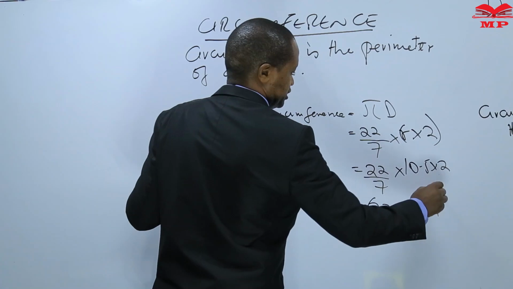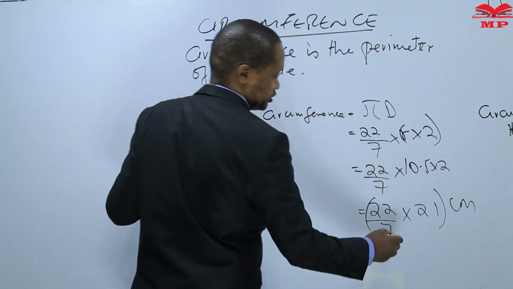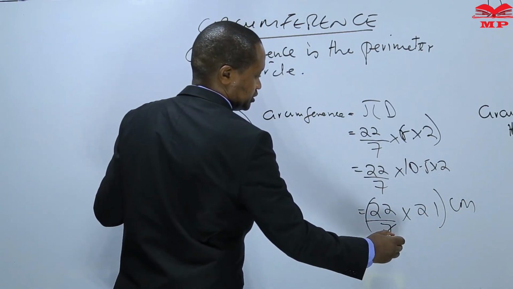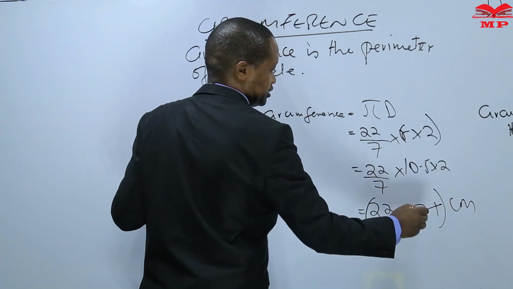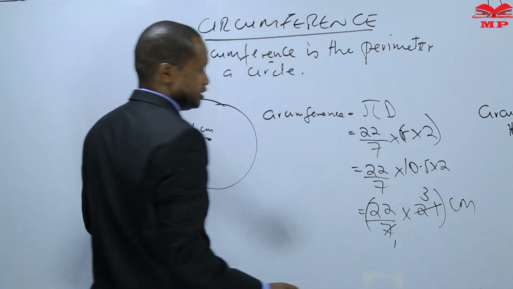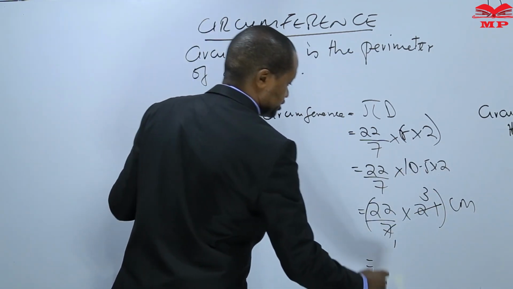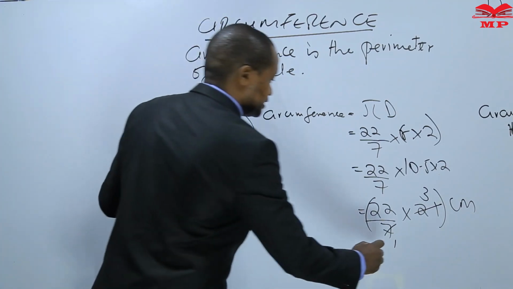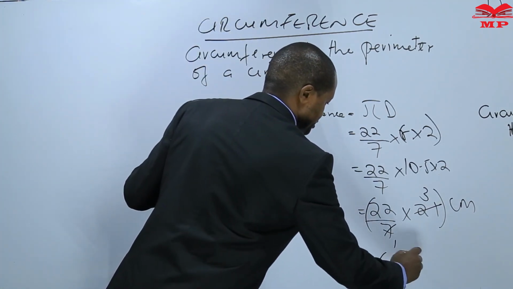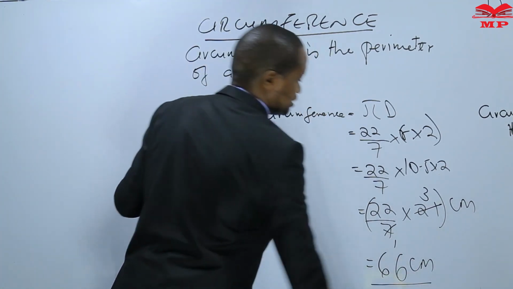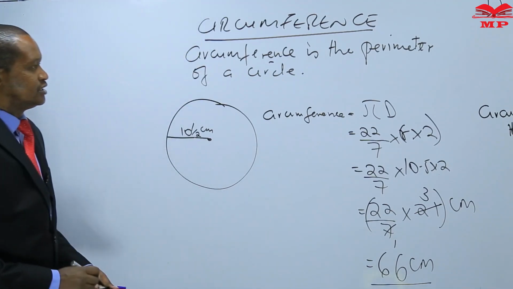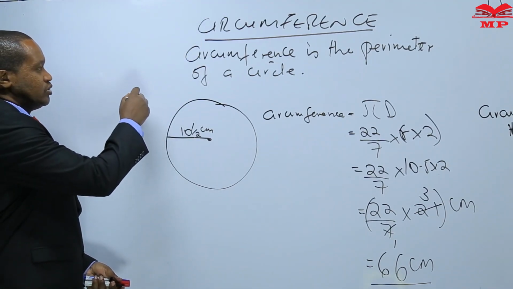And these are in centimeters. So 7 cancels out with 7. Then 7 goes into 21 3 times. So the circumference of this circle is 66 centimeters. That is question 1C.